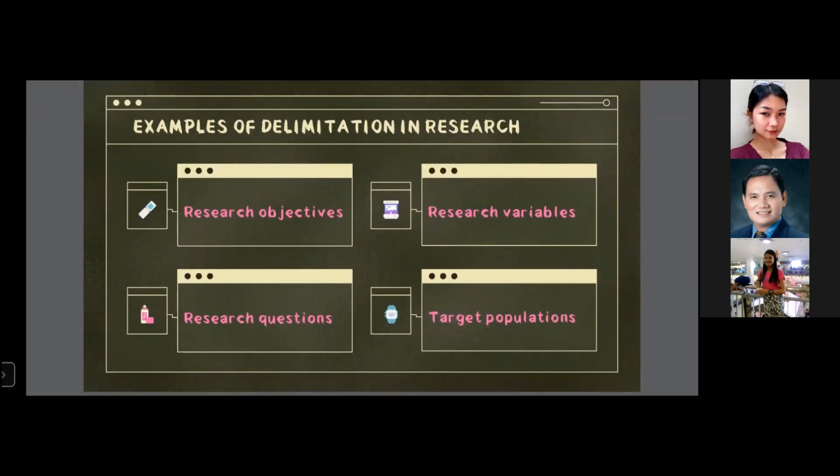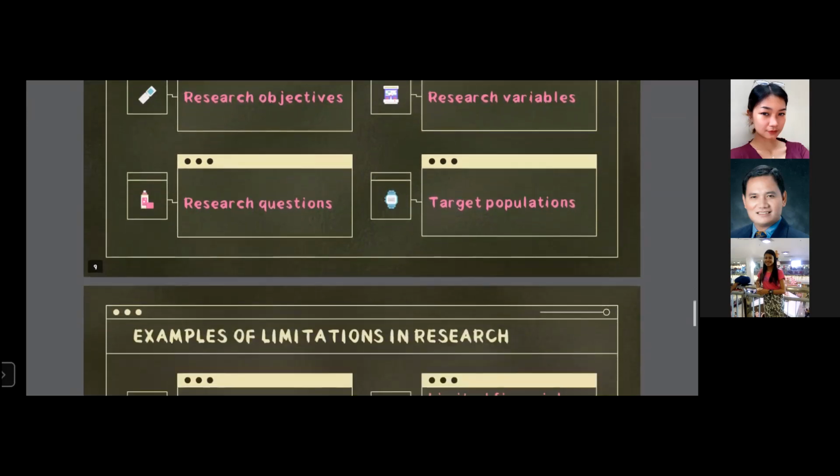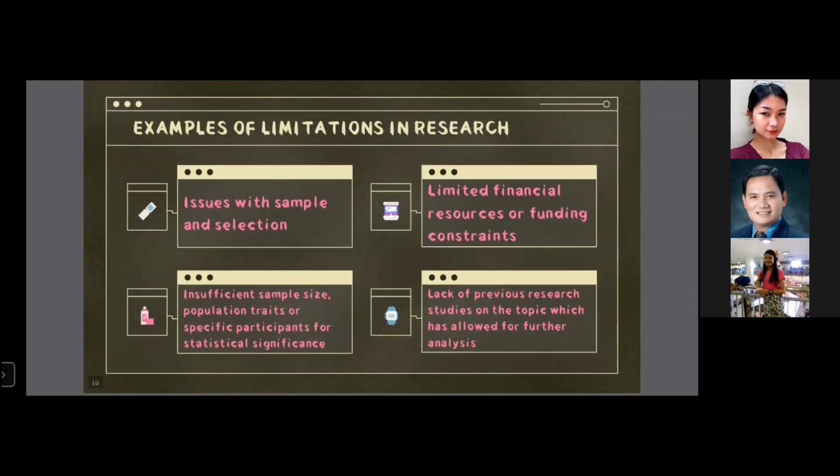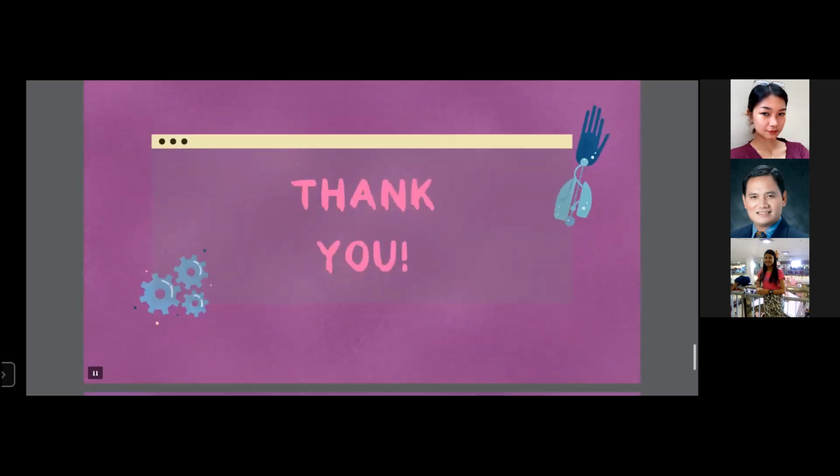And here are the examples of delimitations in research. First, research objectives, research questions, research variables, and target populations. And also the examples of limitations in research. First is issues with sample and selection, insufficient sample size, population traits or specific participants, or statistical significance, limited financial resources or funding constraints, lack of previous research studies on the topic which has allowed for further analysis. And that's all. Thank you.